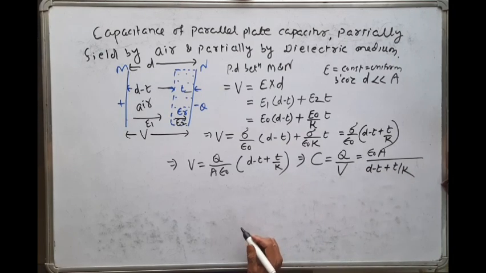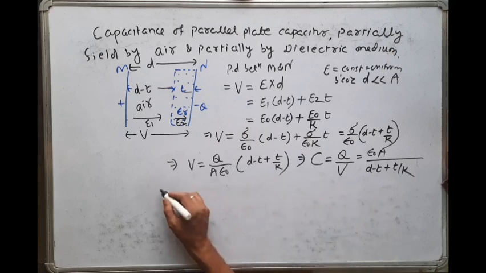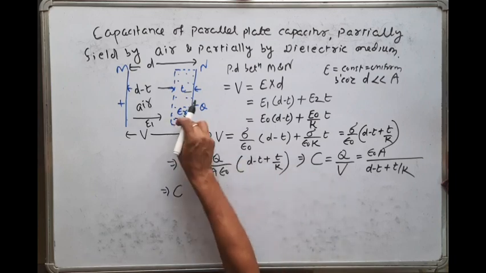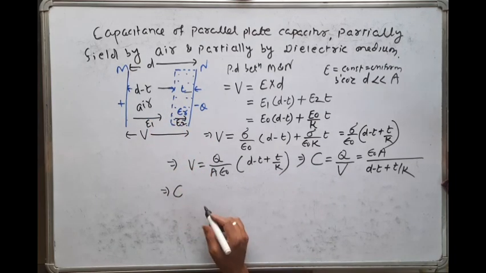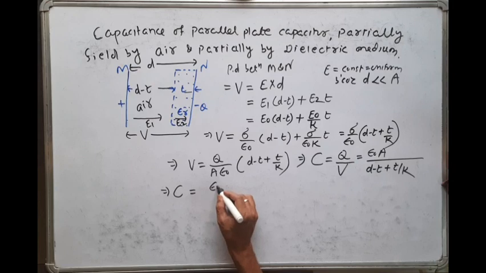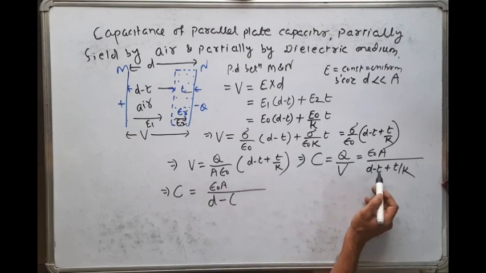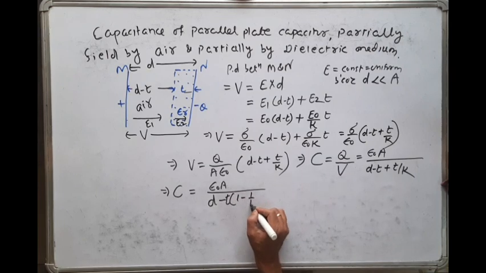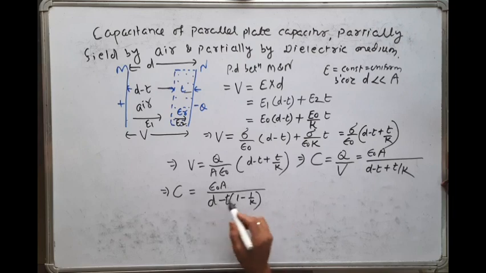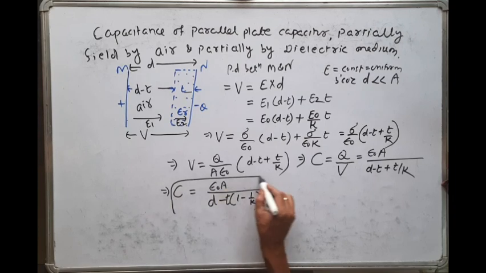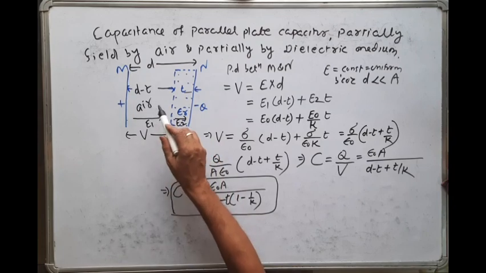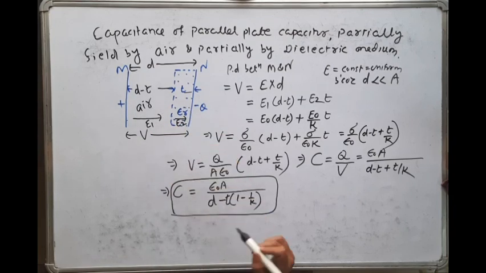Okay. So now you see, I can write capacitance. This is capacitance in which medium? Partial dielectric and partial air. So capacitance is nothing but epsilon naught A by D minus, take common here T. If I take common T, it is 1 minus 1 by K. So now this is the capacitance for a capacitor filled partially by air and partially by dielectric.